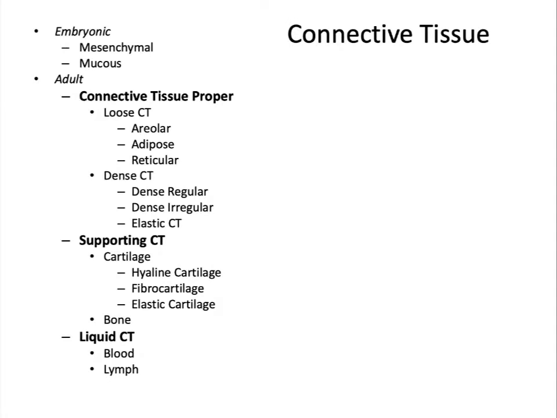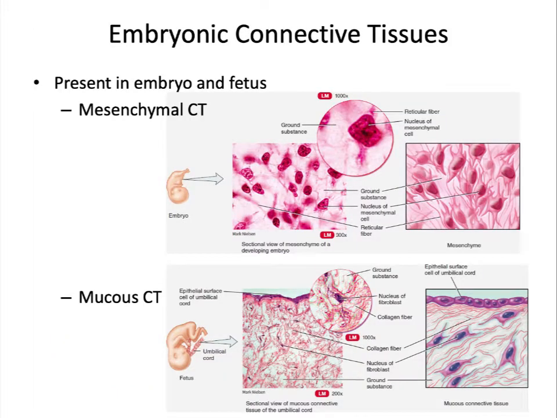We can organize the types of connective tissue into two main types: embryonic, which is connective tissue in the fetus, and adult. We can further separate adult connective tissue into three different types: connective tissue proper, supporting connective tissue, and liquid connective tissue. Let's go through each of these types.